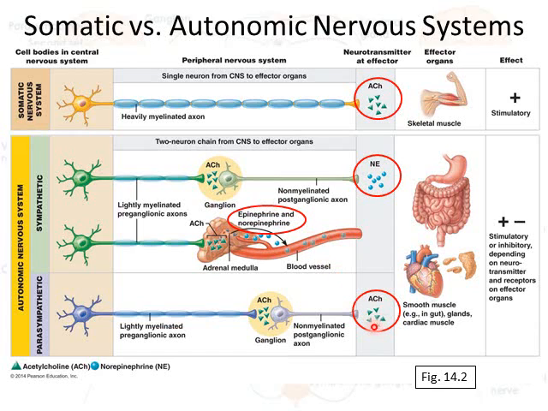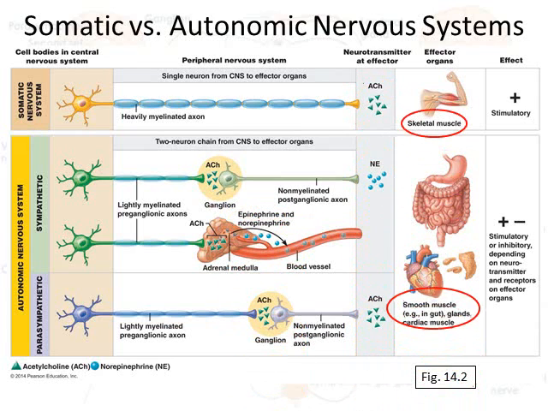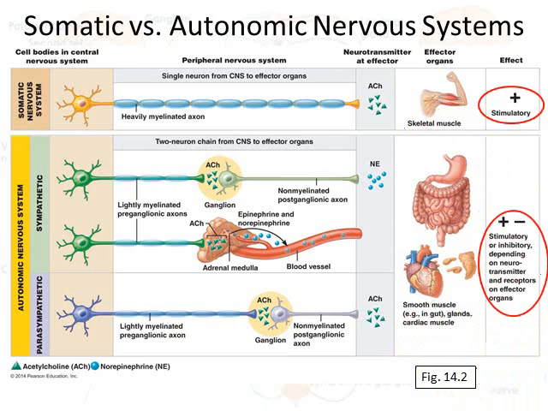But then on the parasympathetic side, it's similar to the somatic, where we always have acetylcholine, both in the synapse here as well as at the target tissue. Another main difference is the tissues that these affect. Somatic is skeletal muscle, and autonomic is smooth muscle and glands. And then finally, the last difference is that the somatic nervous system is always going to have stimulatory effects, whereas the autonomic can be stimulatory or inhibitory depending on the organ that it's reaching and the neurotransmitter released.